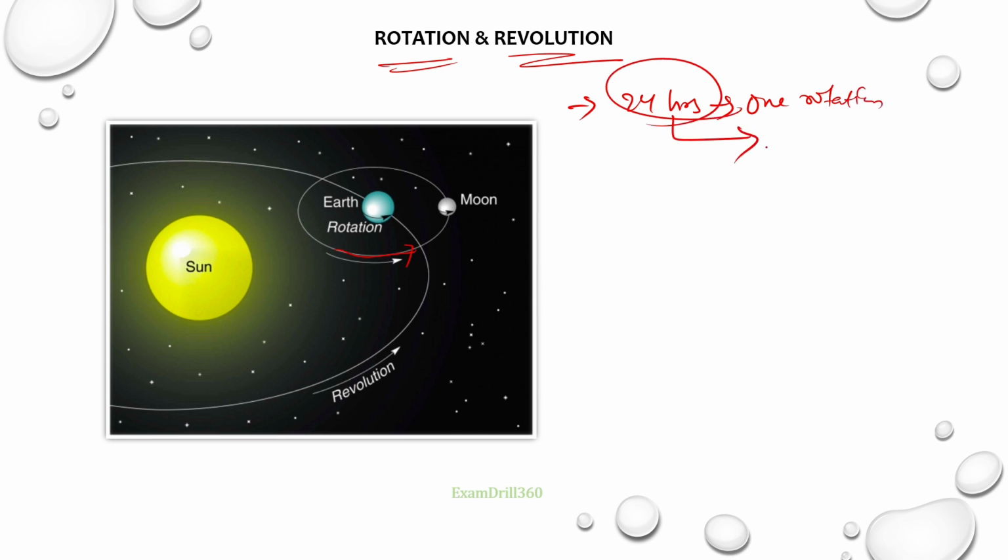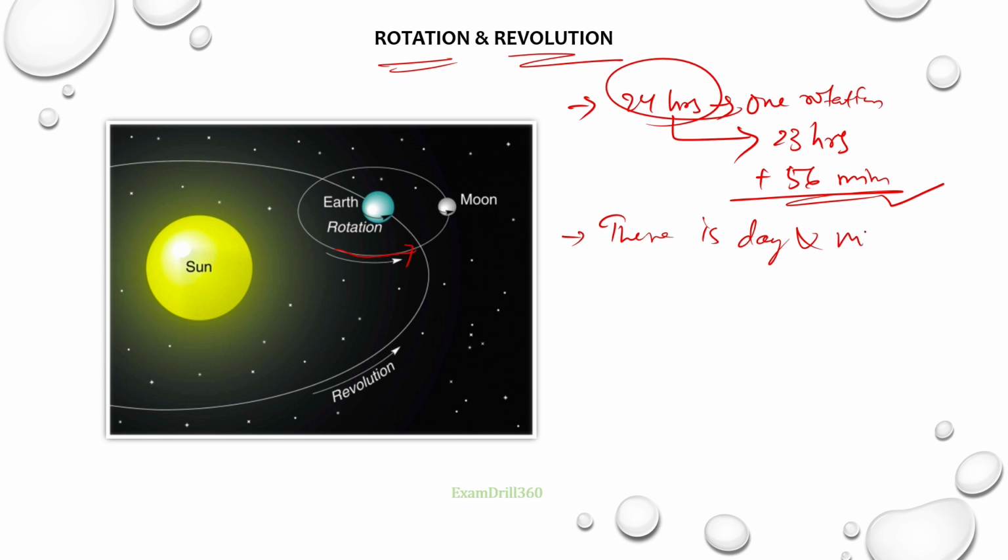This is not exactly 24 hours. This is 23 hours plus 56 minutes. More precisely, we call it the sidereal day. That one we'll discuss later in this session. And because of rotation, there is day and night. We'll discuss everything in detail in this session. Now let me just point out a few important things.